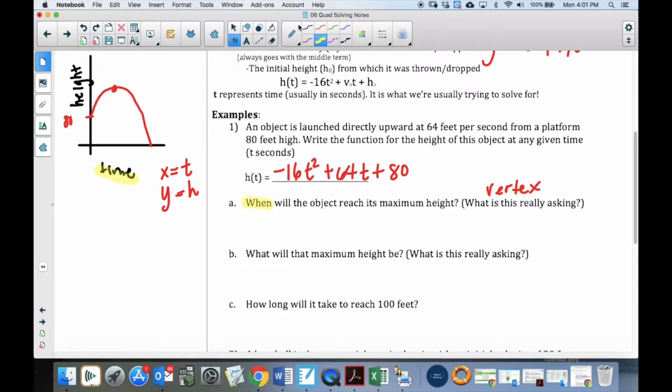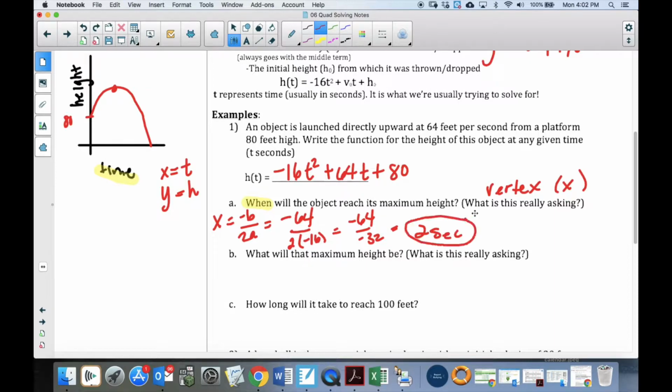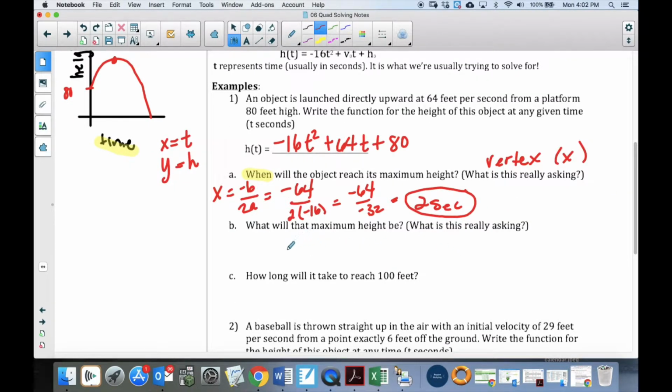So we're looking for the vertex, but we are really looking for the x portion of the vertex, because it's time. And we have learned in our quadratics that the way you find the vertex is x equals negative b over 2a. That's going to give us the x value of the vertex. So we look up here and we plug in negative b over 2a. And so when we plug all of that in, we get 2. Well, 2 what? The question was when, and x is time, so it's 2 seconds. The object is going to be thrown up in the air, and it's going to be up in the air for 2 seconds before it reaches its max height. The next question is, what will that maximum height be?